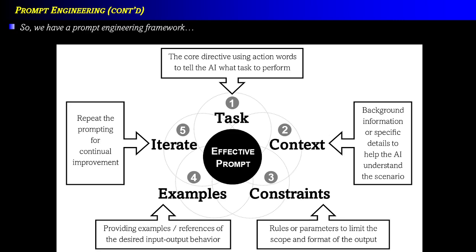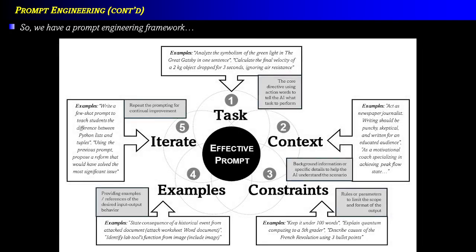take shape. Within the task, you're talking about the core directive, using action words, telling the AI what task to perform. Within context, you're providing background information or specific details to help the AI understand the scenario. With constraints, you're providing rules or parameters to limit the scope and the format of the output. With examples, you're providing those examples and those references of the desired input-output behavior. And finally, with the iterative step, you're repeating the prompting for continual improvement of your results. Within those, you can see some of the examples that we covered that showed that.